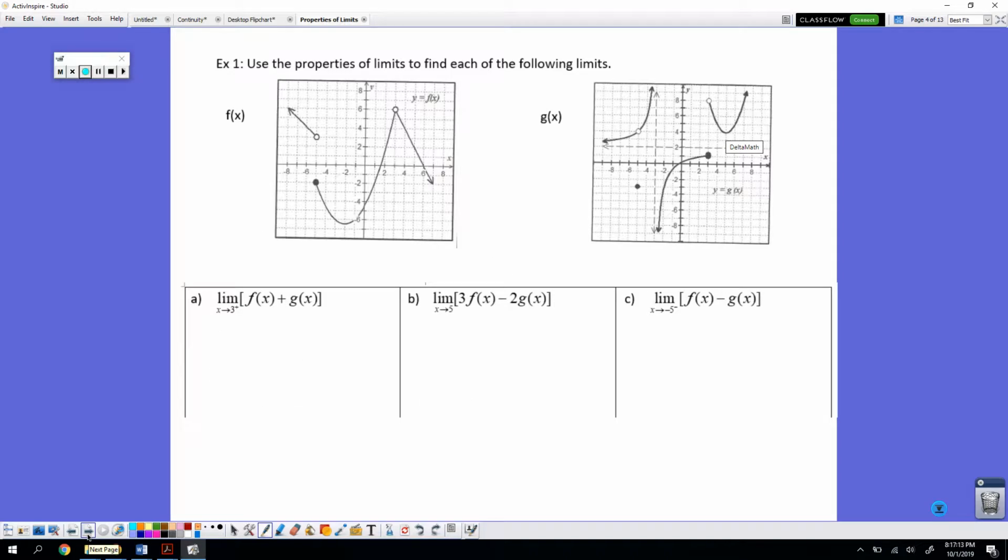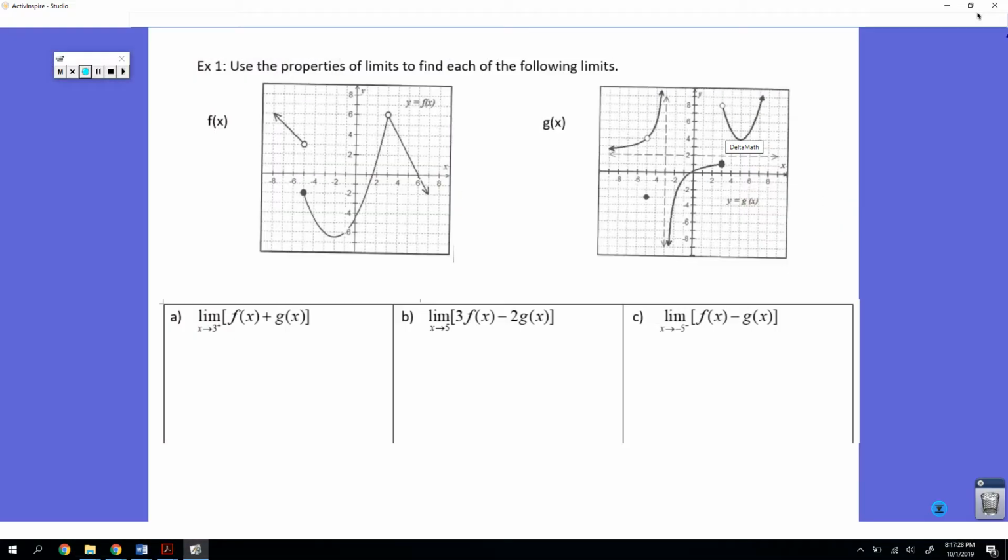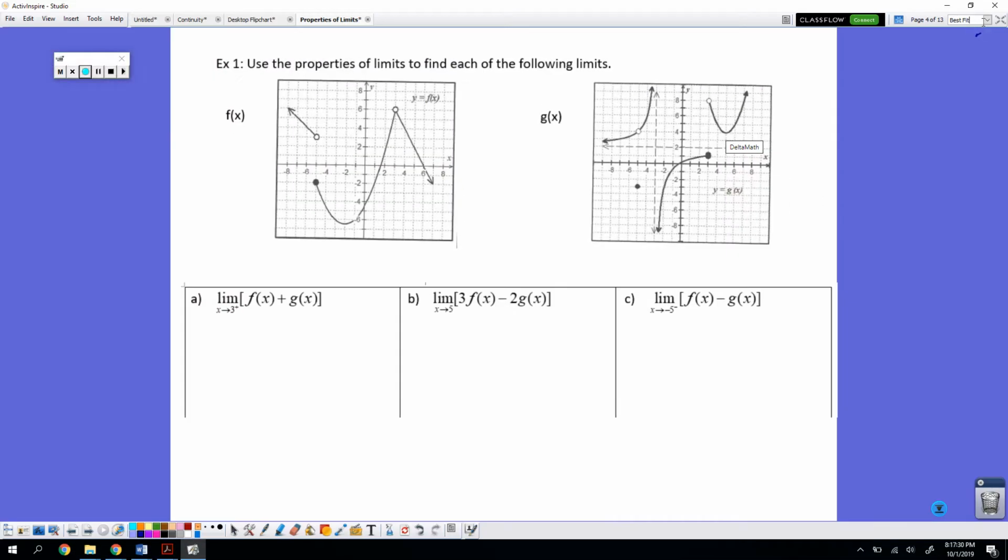All right, so it says example 1, use properties of limits to find the following limits. When we go through and do this, we're going to make sure that we're rewriting the entire time. So you want to rewrite using the rules that we just did, and you're going to need to write it all out every time, okay? You have to write exactly what rule you're using every time you use it.